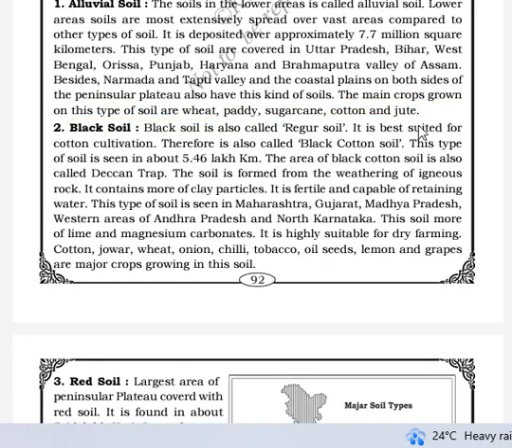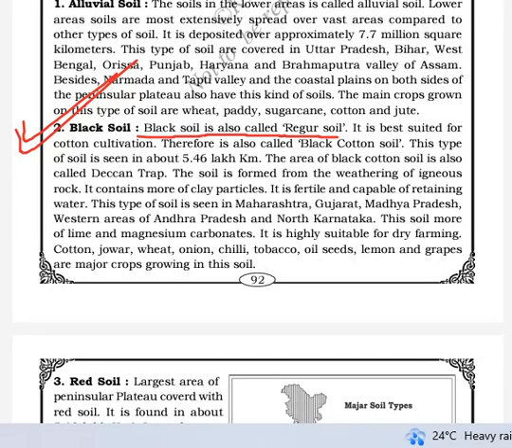Now let's come to the second type of soil, called the black soil. As the name suggests, it is black in color. The black soil is also called the regur soil. This can come in the form of a fill in the blanks or a 1 mark question: black soil is known as dash, or by what name is black soil known? You have to remember that it is known by the name regur soil.